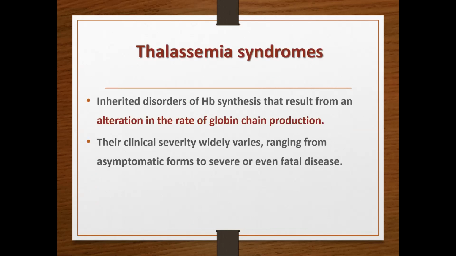Now we talk about thalassemia syndromes. They are an inherited group of disorders of hemoglobin synthesis resulting from alteration in the rate of globin chain production. The common type of thalassemia syndrome in the Middle East is the Mediterranean Cooley's anemia or beta thalassemia major, due to partial or complete reduction in beta globin chain production. The clinical severity varies widely, ranging from asymptomatic form to severe or even fatal disease.